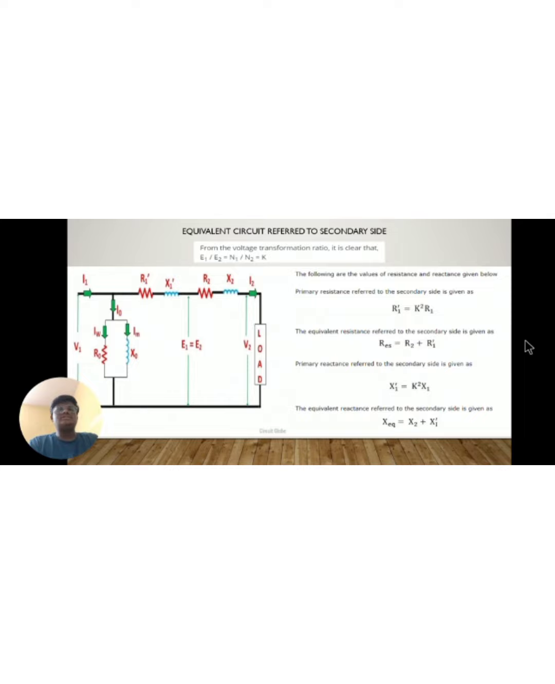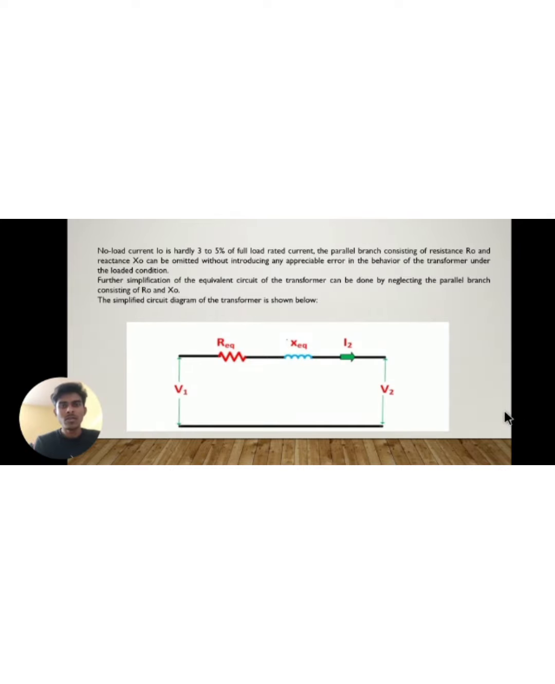The simplified equivalent circuit will be explained by Tushar. Okay, this is the simplified equivalent circuit of the transformer. No load current is hardly 3 to 5% of full load rated current. The parallel branch consisting of resistance and reactance can be omitted without introducing any appreciable error in the behavior of the transformer under loaded condition.